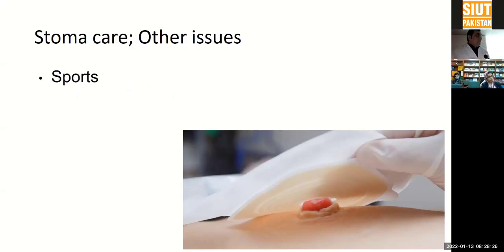Sports activity. So can they play sports? Which type of sports can they play, Dr. Nawaz? So, no vigorous activity now. Indoor games they can play, table tennis, etc. In general, contact sports, you will tell them not to play contact sports. So even if they play non-contact sports, what advice will you give them? Abdominal belt.